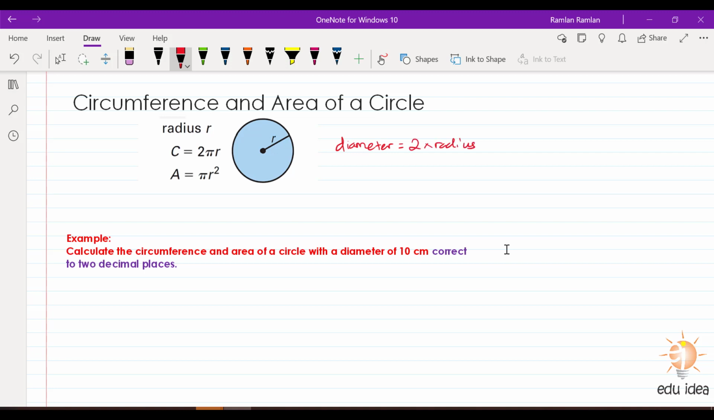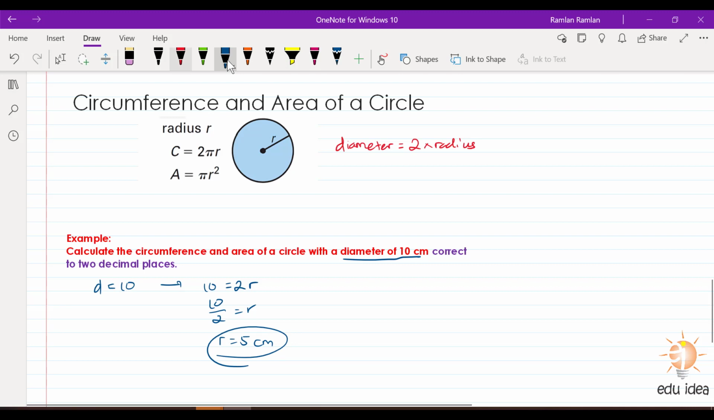So in here, if d is 10, I write that 10 equals 2 times the radius. Since we're looking for the value of the radius, we can divide both sides by 2, and you'll get r. So 10 divided by 2 is equal to 5. So the radius is equal to 5 centimeters. So this is the radius. Now, after we find the radius, we can find the circumference and also the area.